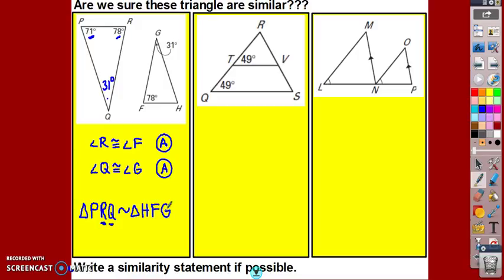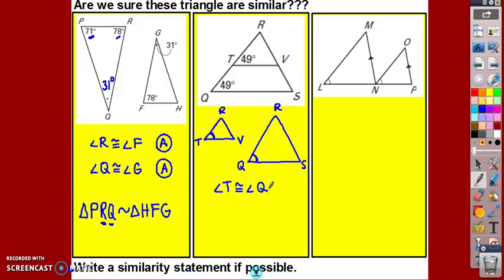On this second one, it's a little tricky. You might want to just draw the triangles separately. We've got that little RTV triangle, and then we've got the big guy. What should we call that one? RQS, I suppose. And we know that angle T here is 49, and we know that angle Q is 49, but can we tell any other sets of angles that are congruent?